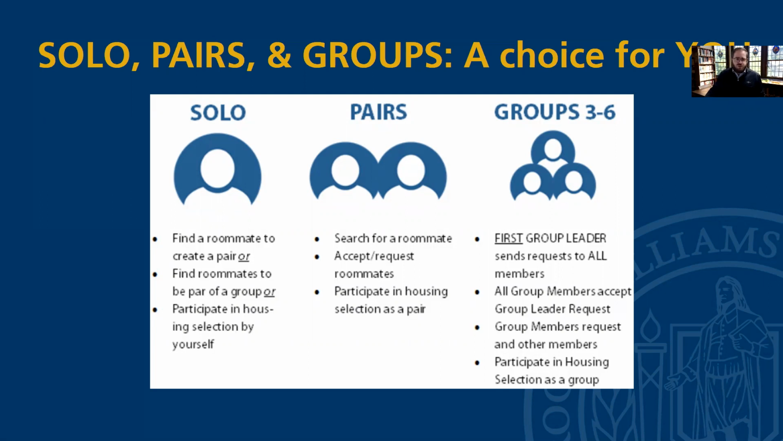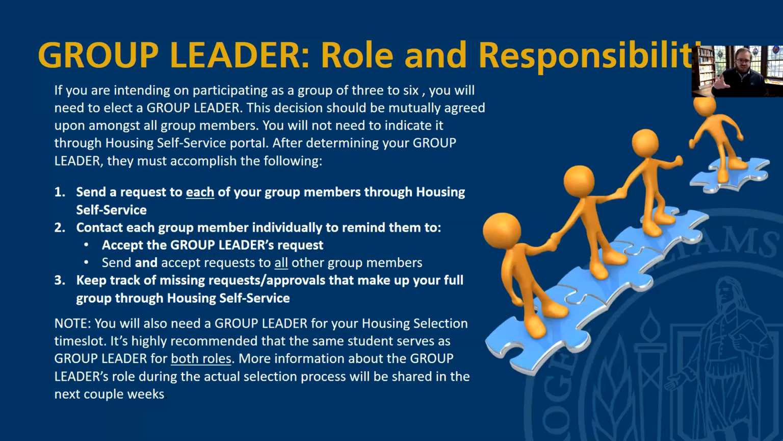So let's talk a little bit about the group leader. All of this text is inside the guide, and I will give you a really brief overview right now. The beauty of our system is that the group leader will maintain and keep track of all the missing requests that people haven't completed. If you start sending requests out, it's going to show you exactly what steps need to happen, and as long as your group members follow that, that's going to be great. The first thing you need to do as the group leader is send a request to each of your group members through the Housing Self-Service Portal. I will show you that right now.